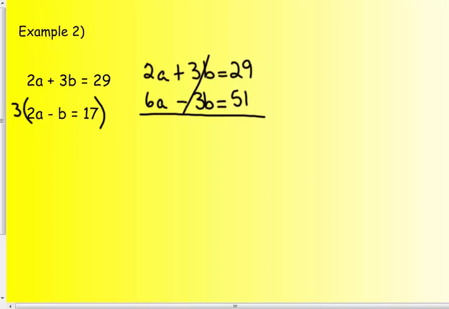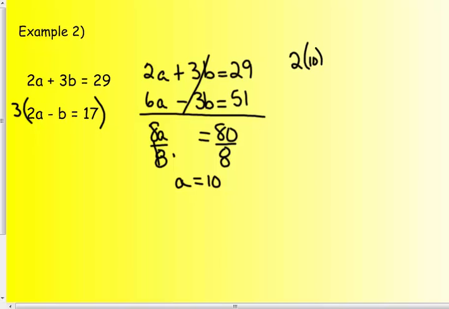So my b's cancel, and I get 8a equals 80. Well, that's not too bad. Dividing by 8, I get a equals 10. Putting that 10 back into one of the equations, I'm going to put it in the second one. 2 times 10 minus b equals 17. Well, that's 20. 20 minus 3 equals 17.